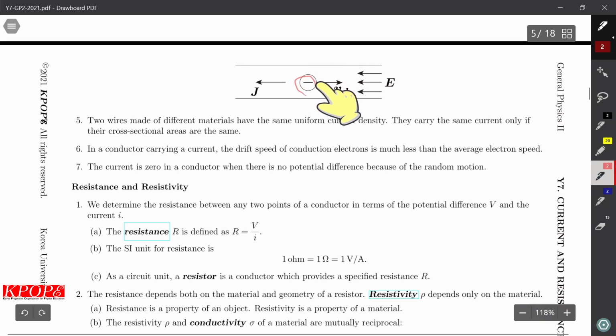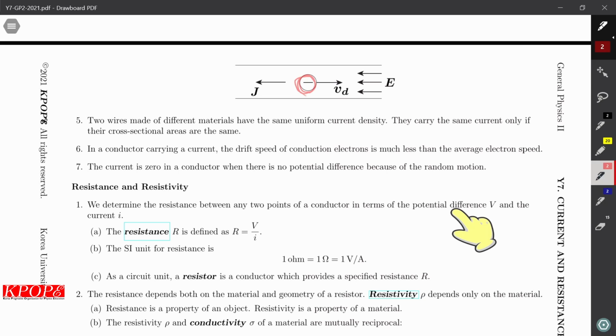So, in the case where electrons are the negatively charged particles, the charge carriers. Wait a second. All right.